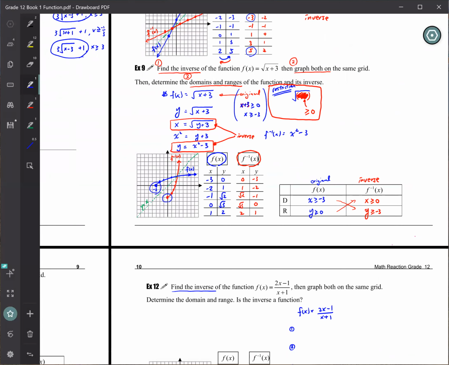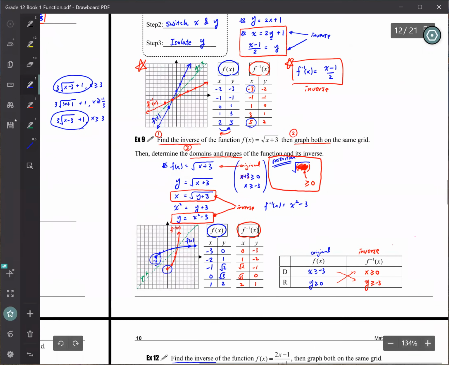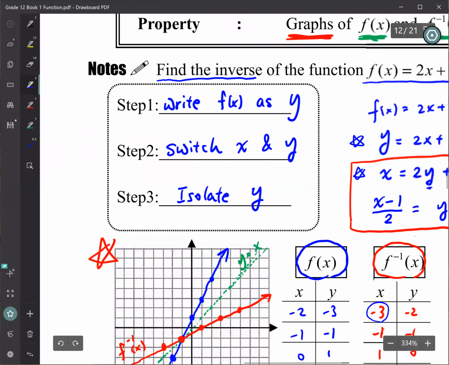Did you have it? No. You didn't write it down? The 3 steps here. That's what we've been doing the whole day, right? Repeating the 3 steps. So what is step 1? Right, f(x) is y. Yeah, okay.